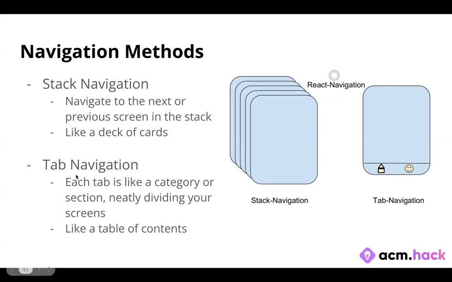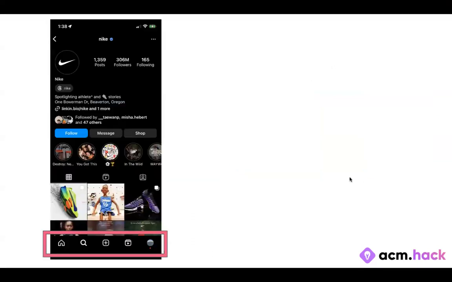We also have tab navigation, where each tab is a category or section that neatly divides your screens. On the right here, we have a tab bar and a table of contents, with a home page and another page, where your screens are just divided by tabs. So I'm going back to our example here. Can anyone tell me what type of navigation this bottom part is? Is it tab navigation or stack navigation? Yeah, that's correct. So this is tab navigation.